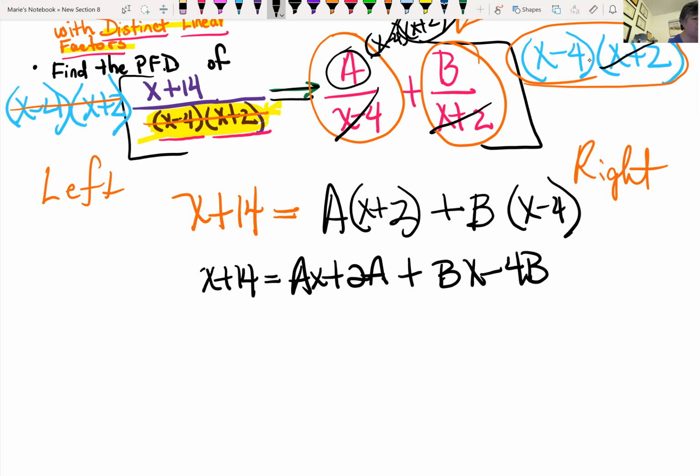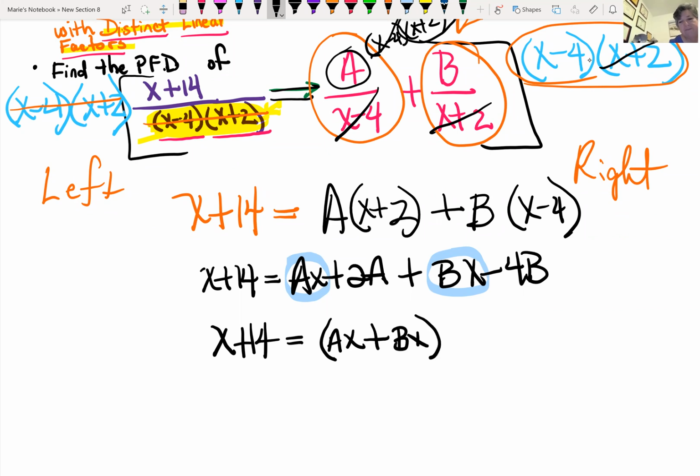And so what you want to do then is take the terms with x, and you're going to group those two together. And so this becomes x plus 14 is equal to Ax plus Bx plus the 2A minus the 4B.